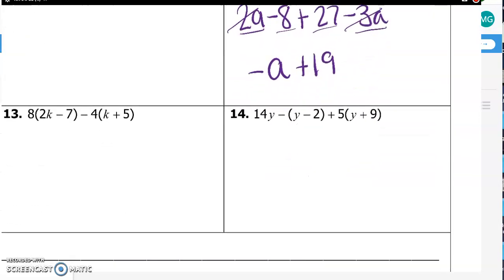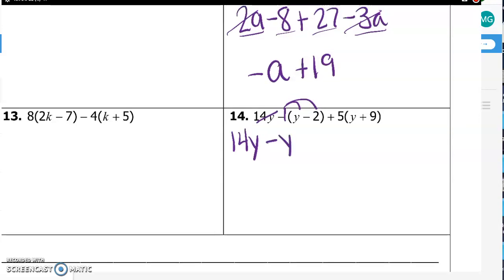Number 14, 14y comes down, then we distribute a negative 1. Again, if it helps to put the 1 in front of there, do that. So minus y and plus 2. Negative 1 times y is negative 1y. Again, if you want the 1 there, you can do that. Negative 1 and negative 2 is positive 2.